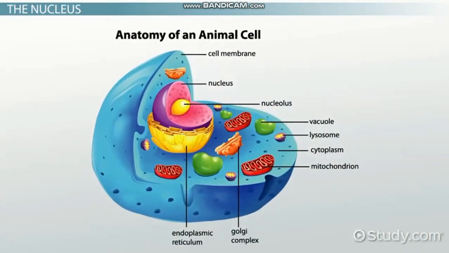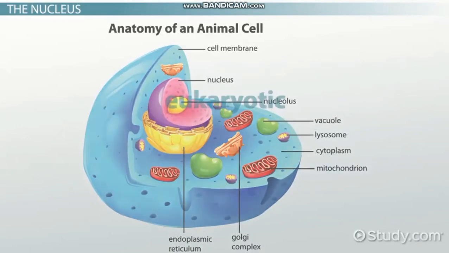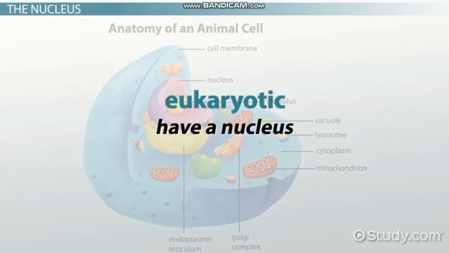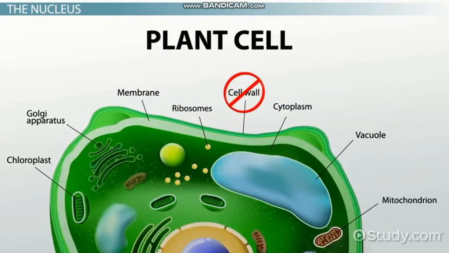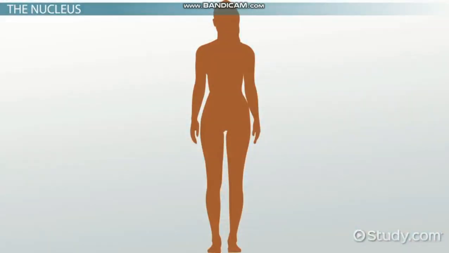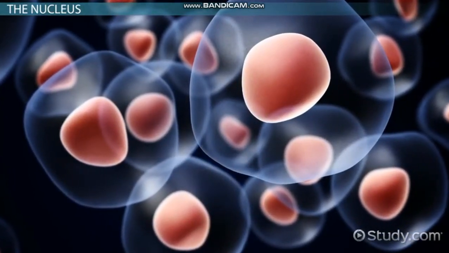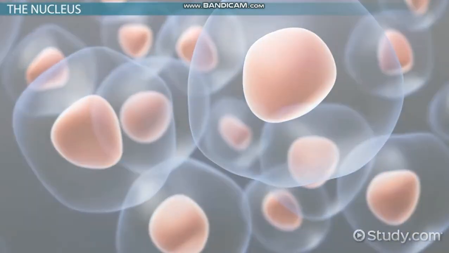In this lesson, we're going to look specifically at animal cells. Animal cells are eukaryotic, meaning they have a nucleus. They don't have a cell wall, and are part of bigger multicellular organisms, like people. To understand what the nucleus does in the cell, let's first examine its structure.